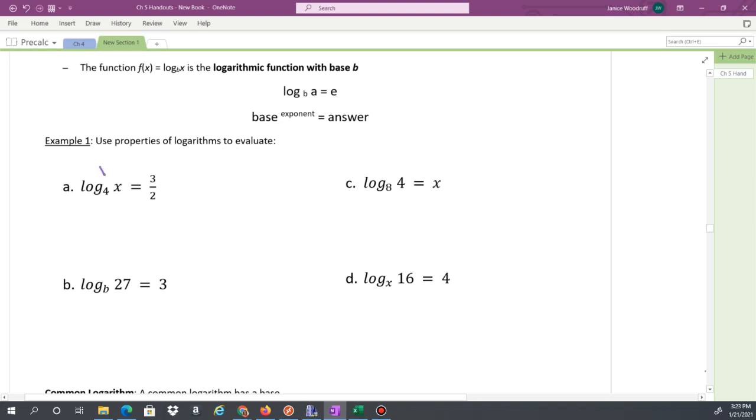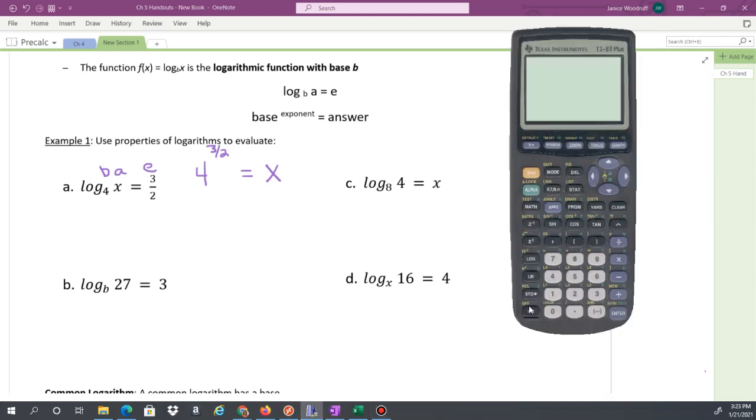For example, if I apply BAE or bay, log b of a, I've got a base of 4, an answer, so after the equal sign, of x, and I have an exponent of 3 over 2. And if I wanted to evaluate that, I can go ahead and put that in my calculator. So I can go 4 raised to the 3 over 2 power, which is going to give me 8.